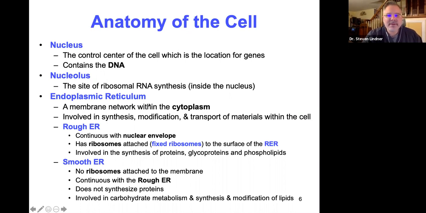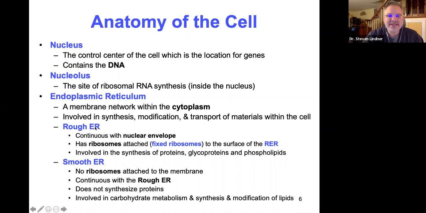The endoplasmic reticulum is that network within the cytoplasm that's continuous with the nuclear envelope, right? We saw it outside of the nucleus. And it is involved with the synthesis, modification and transport of materials within the cell. Now the rough ER and smooth ER look different, and because their structure is different, they function differently. The rough ER, as I mentioned before, is continuous with the nuclear envelope. If it has ribosomes attached to it, meaning they're fixated to it, we call it the rough endoplasmic reticulum.